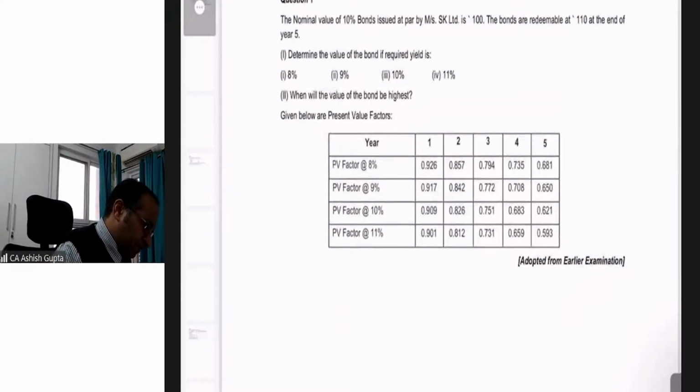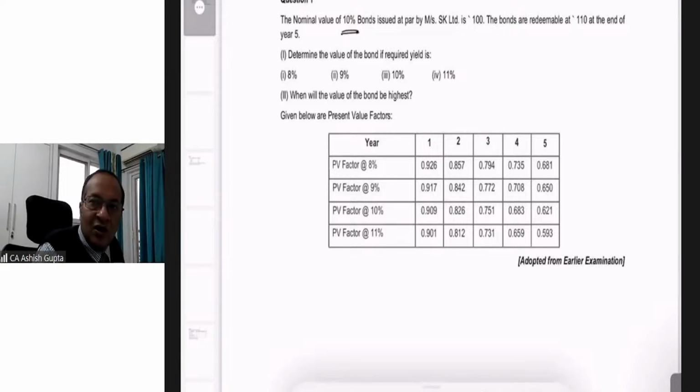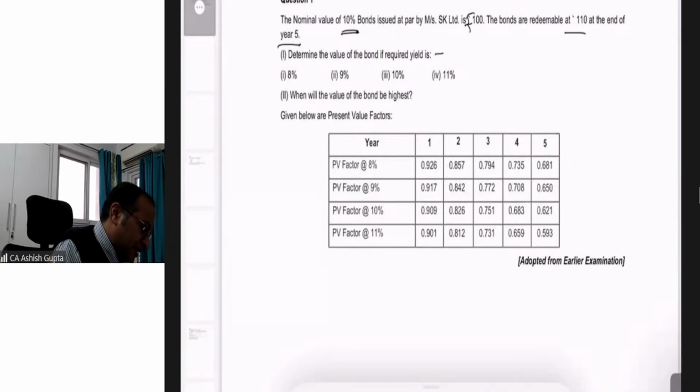Now question number one. The question says the nominal value of 10% means 10% interest will be paid on the bond. Here it is SK Limited's bond of 100 rupees par value. The bond is redeemable at rupees 110 at the end of year 8. Determine the value of the bond if the required yields are these. So four yields have been provided to us.